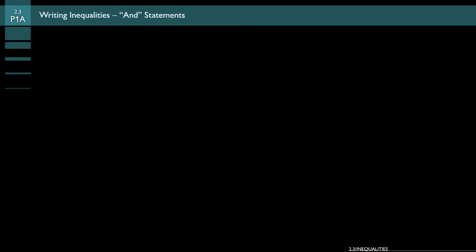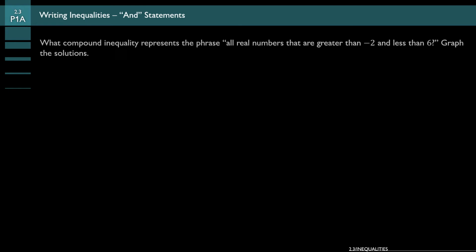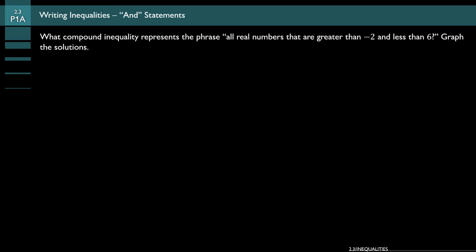This next problem relates to compound inequalities. So what compound inequality represents the phrase all real numbers that are greater than negative 2 and less than 6? Graph the solutions. So notice on this one, we've got two numbers that we're dealing with here. We've got negative 2 and 6. So we want to find out what are all the real numbers that are greater than negative 2, but are also less than the number 6.